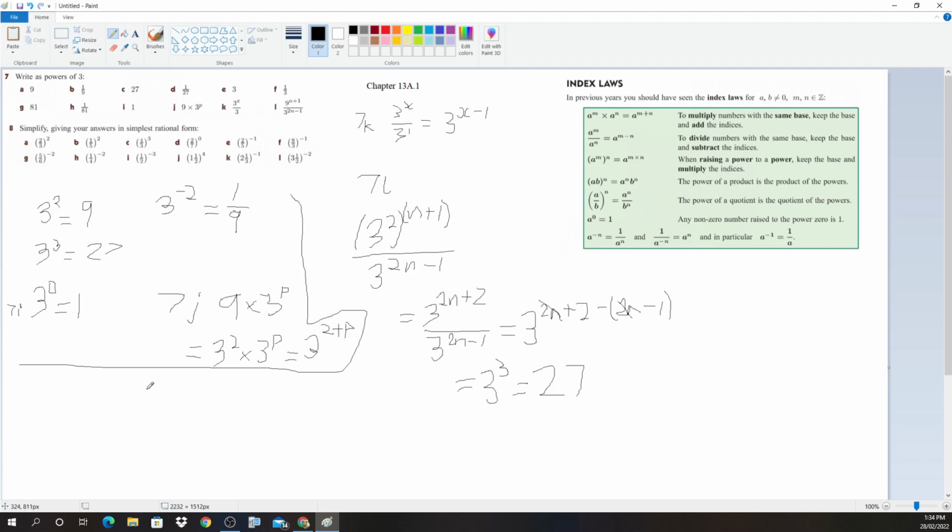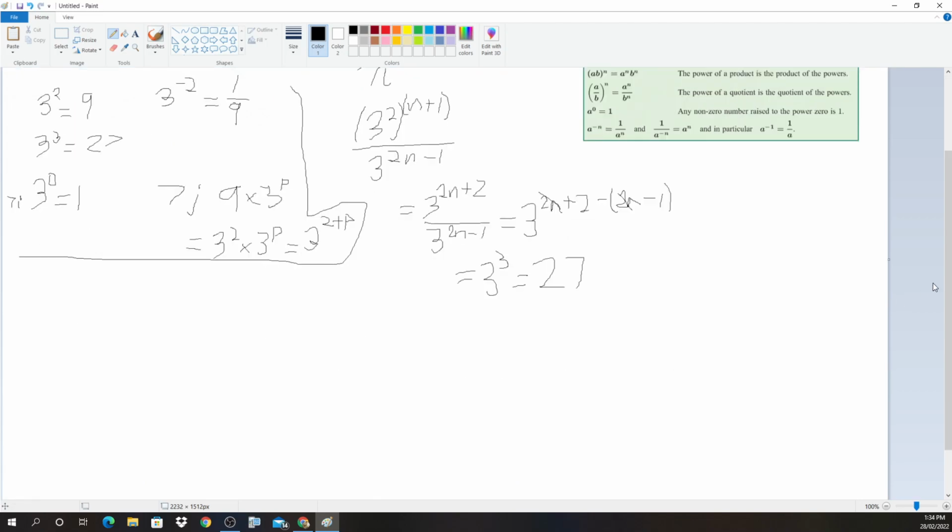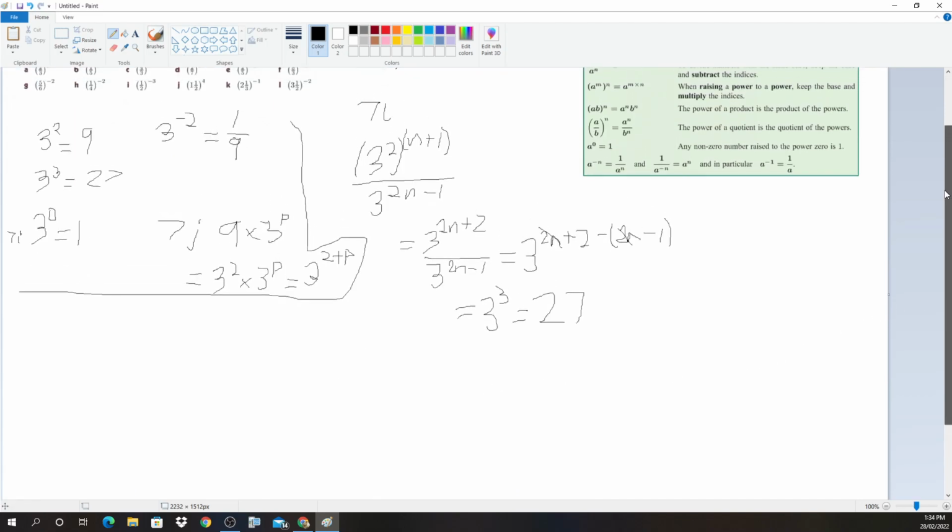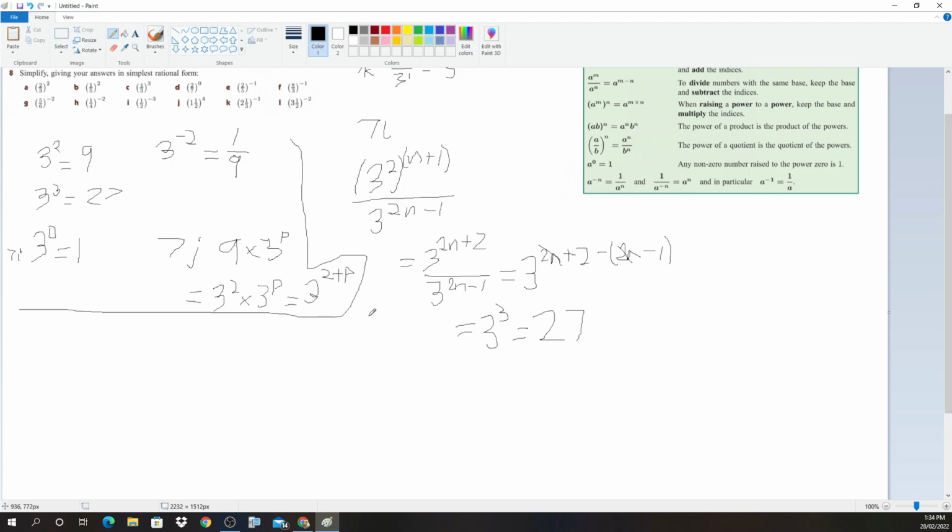I was also asked to do question 8, so we'll get a couple of those. All right, just give myself a little bit of space. I still want to see question 8 there. Now in question 8, we're going to be using particularly this rule a lot. Also, we have some reciprocals as well. So I'm going to do a couple of them. 8a.